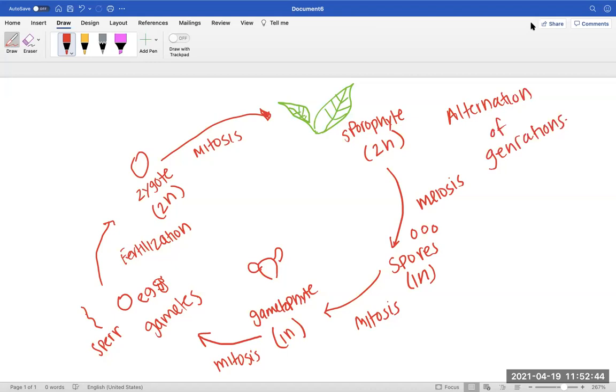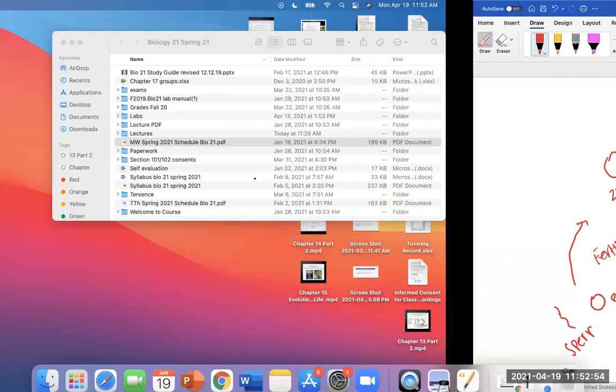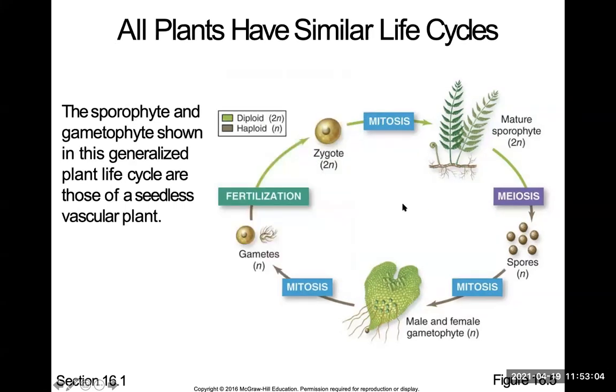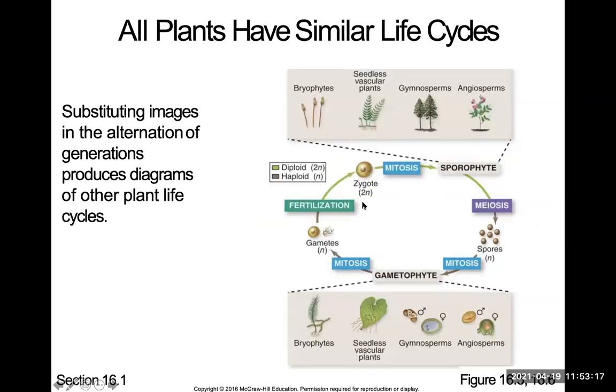So make sure you guys memorize this, because if you don't memorize this, then it's going to be difficult for you to memorize the plant cycles for different plants. So next slide is showing us that. Actually, this is still saying the sex cells fuse at fertilization, forming a diploid, and this whole cycle repeats again. So this is a generalized plant life cycle. This is what I want you to memorize. Now I said we can go in and tweak it. So here, this is showing you what you would replace it with.